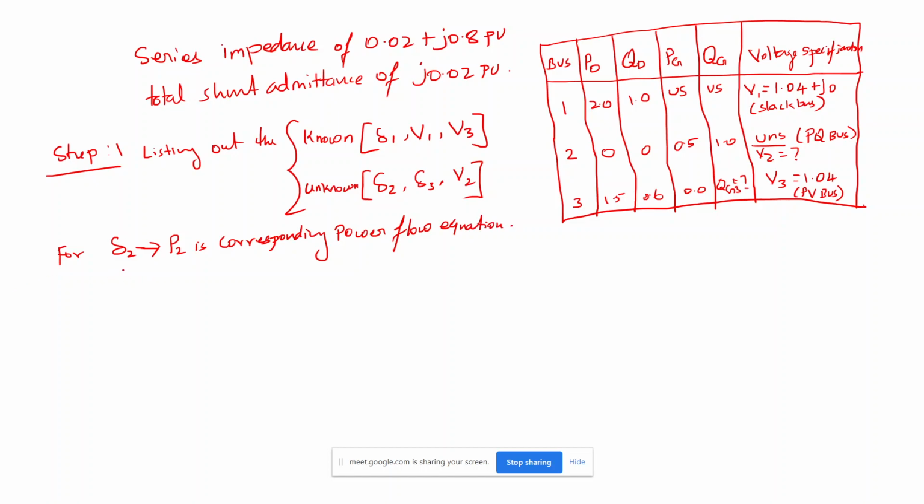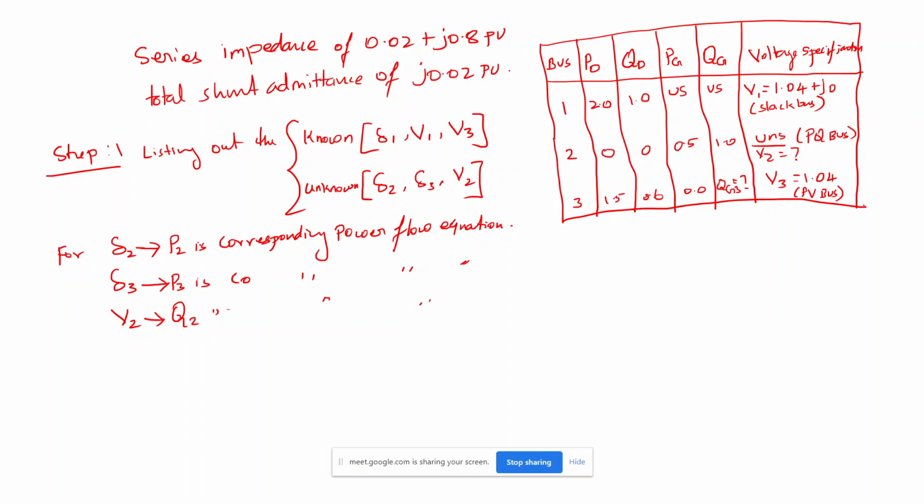And then what is the corresponding equation for del 3? Anyone tell me? P3. Yes, it is P3. P3 is the corresponding power flow equation. And for V2, yes, Q2, very good. For V2, Q2 is the corresponding equation.